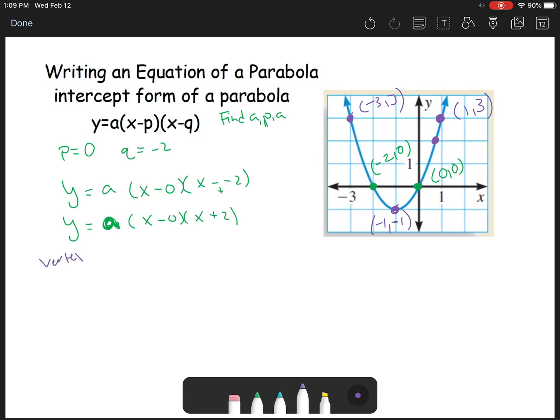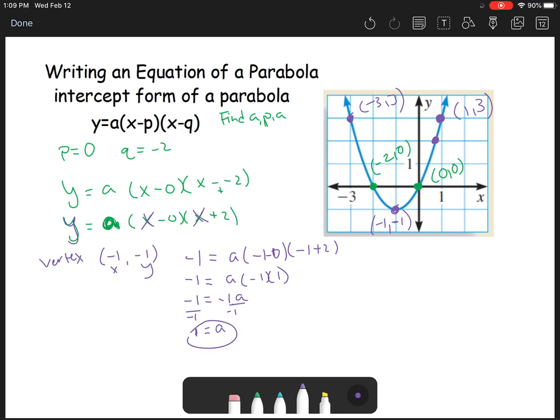And you could use any of these points. You would end up with the same answer in the end. But by using this point, it gives us an x value and a y value. And if we have an x value and a y value, we can plug that into our equation here. So instead of y equals, we'll have -1 equals a times -1 minus 0 times -1 plus 2. Well, if we figure that math out, -1 minus 0 is just -1. -1 plus 2 is 1. -1 times 1 is -1. If -1 equals -1a, we can divide on both sides, and we will find that our a value is 1.